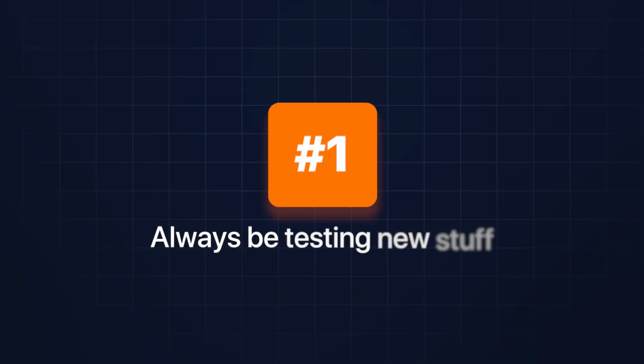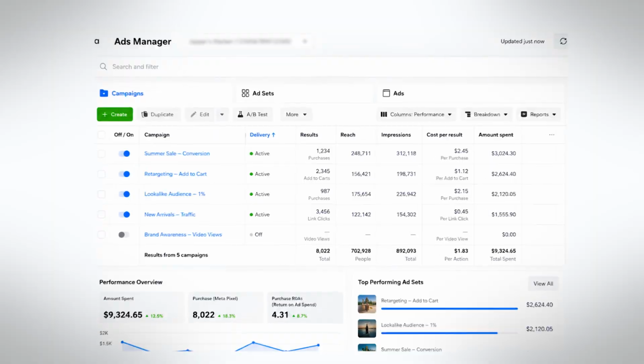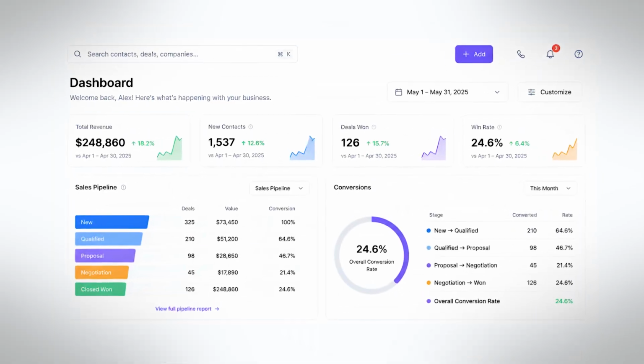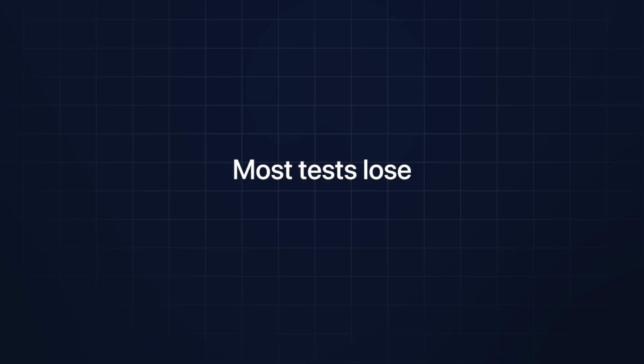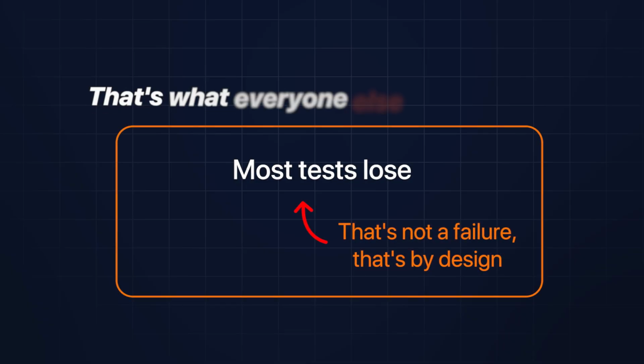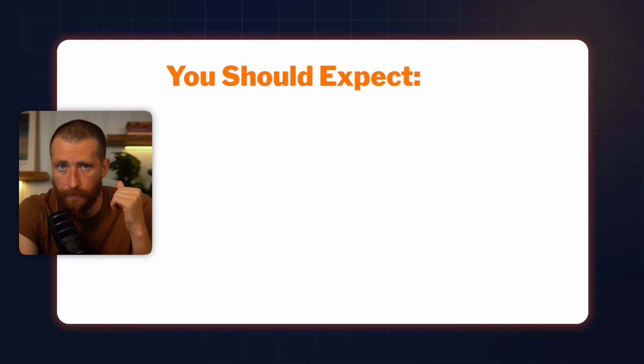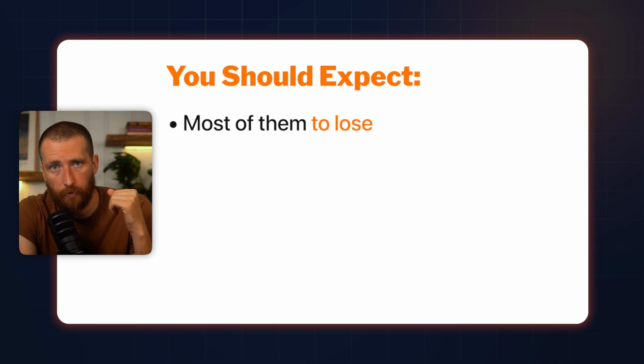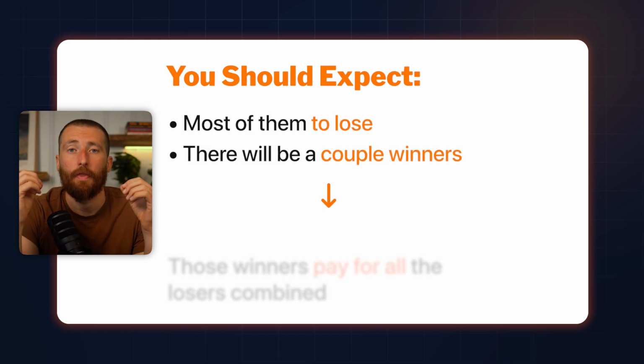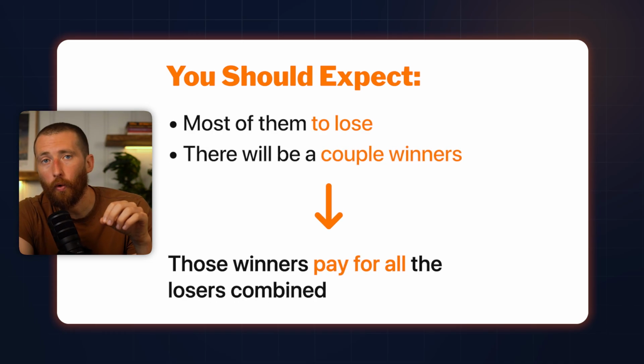Rule 1, always be testing new stuff. We keep a slice of all spend to always be testing something new, whether it's a new campaign, a new ad platform, a new hire, always. And here's the mindset. Most tests lose. That's not a failure, that's by design. That's what everyone else experiences. You should expect that most of them are going to lose, and that there are a couple winners that are going to pay for all of the losers combined.